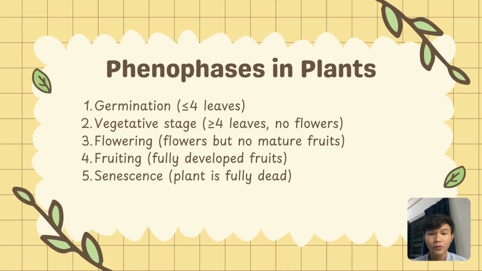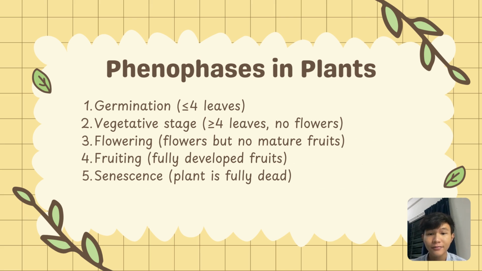Now, we move on to the next slide, which is phenophases in plants. There are 5 main phenological stages, also called phenophases. The first stage is germination. Germination happens when the seed starts to sprout. Next, we have the vegetative stage. The vegetative stage happens when leaves grow but flowers haven't appeared yet.